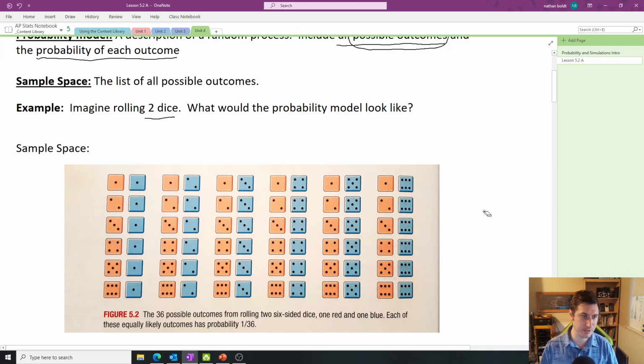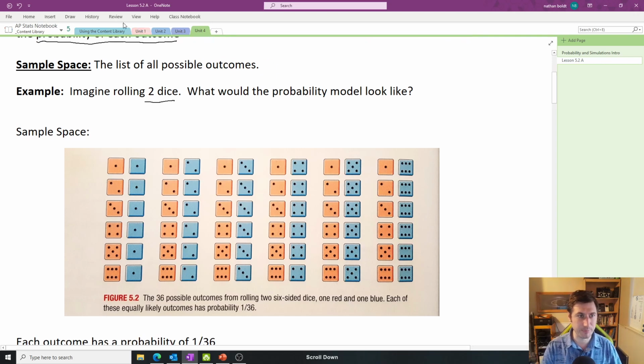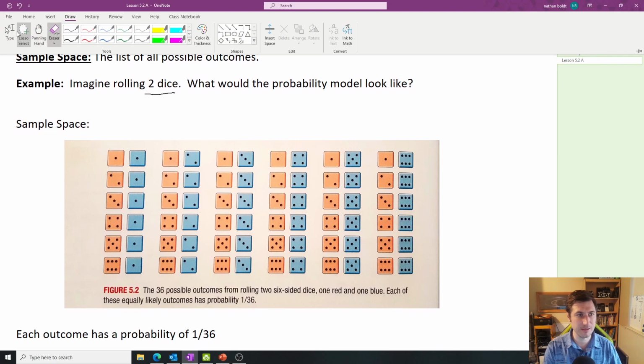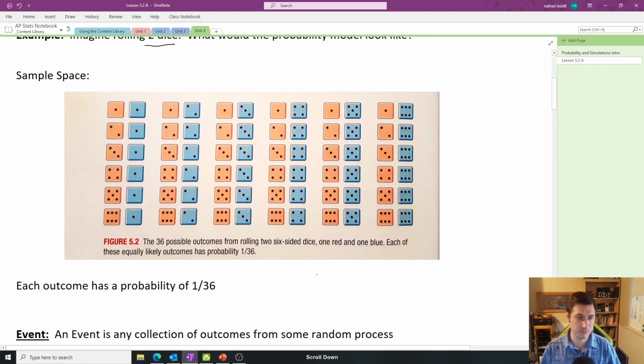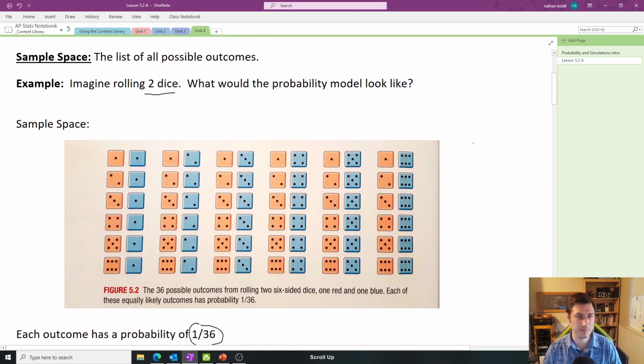So that's the first part you need for a probability model, listing out the sample space. The next is telling me the probability for each one. A dice roll is completely random. If you count it up, this is a 6 by 6 rectangle here. There are 36 combinations, and so each one has a probability of 1 out of 36. So there is our probability model right there.